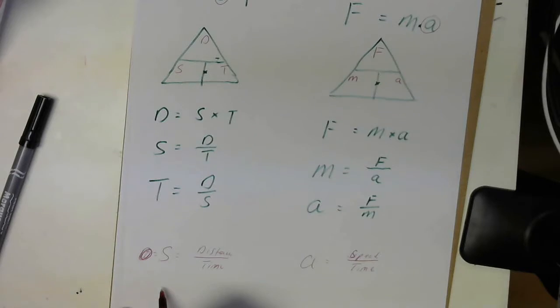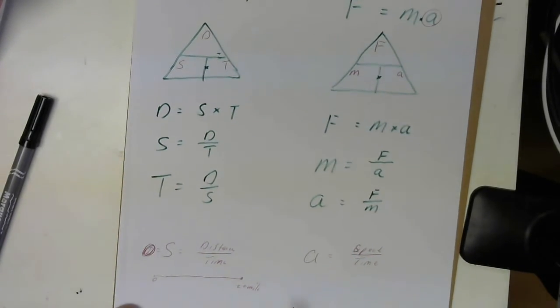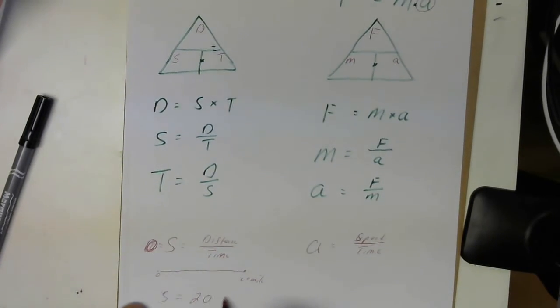So this right here, if I go from this spot 0 to this spot right here, which is 20 miles, it took me an hour to do it. This would say my speed is 20 miles in 1 hour. Okay. Now, acceleration looks at speed.